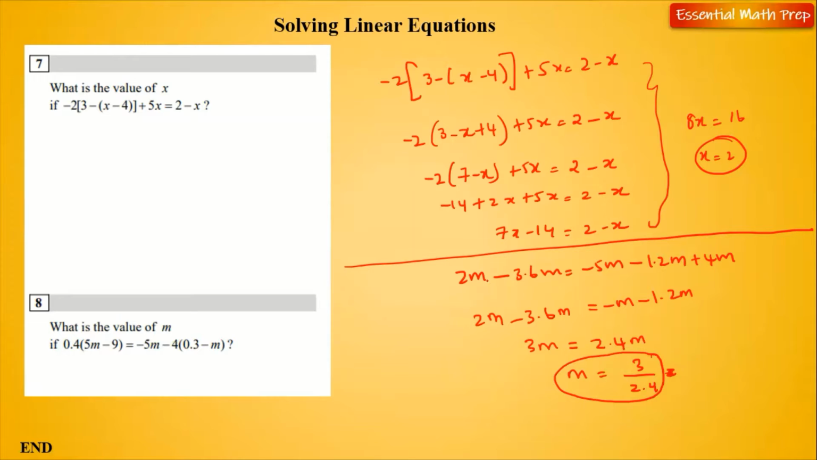Let me just double check my work so that I don't have to redo this video. So -5m, -m, -1.2m, 2m minus 3.6m. I had added m on both sides. We have 3m equals -1.2 plus 3.6. Yeah, that's correct. You don't need to solve it any further. You can just leave it like this.